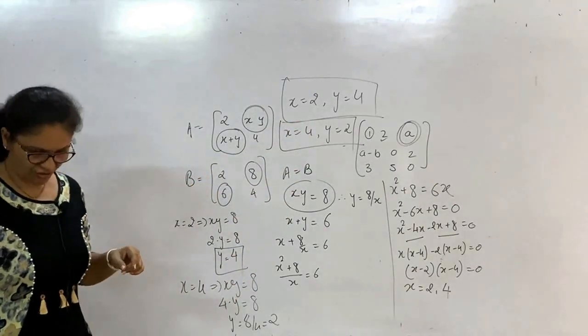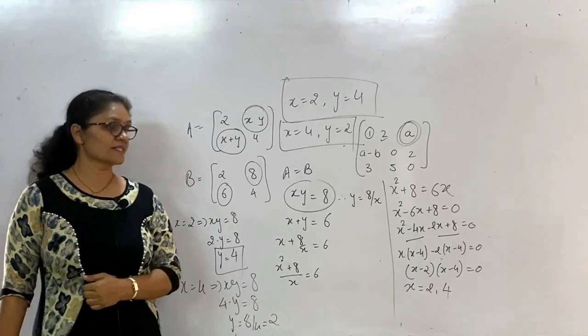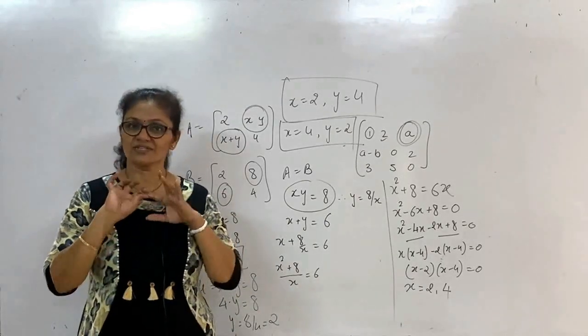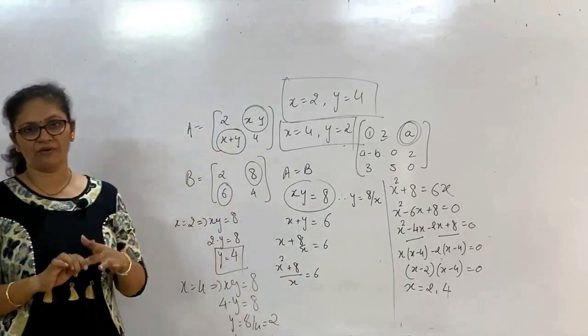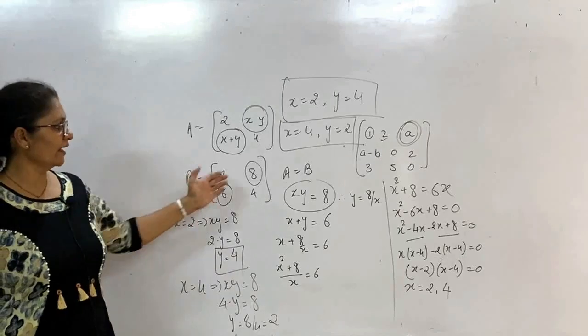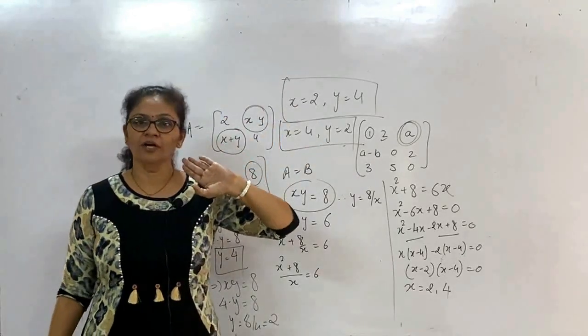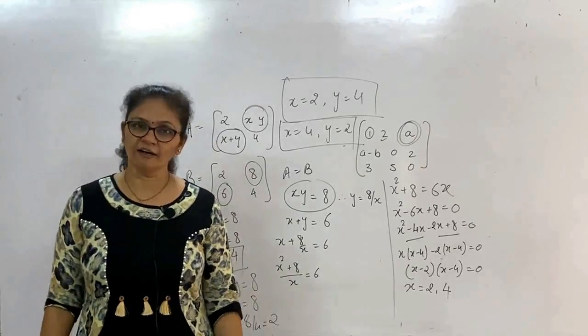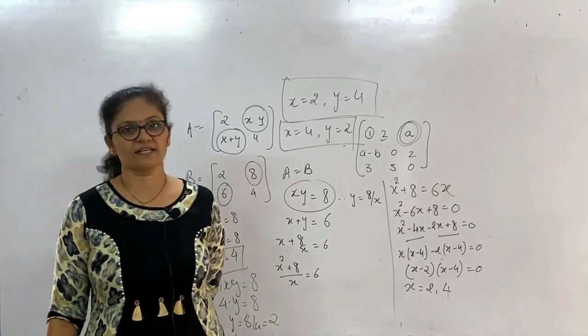Now let's revise all the session, all the types of matrix we have discussed. First we discussed row matrix, then column matrix, then square, then zero, then identity, and then we discussed examples of equal matrices. Okay, so for today this much is enough. For the next session we will discuss exercise 3.1.